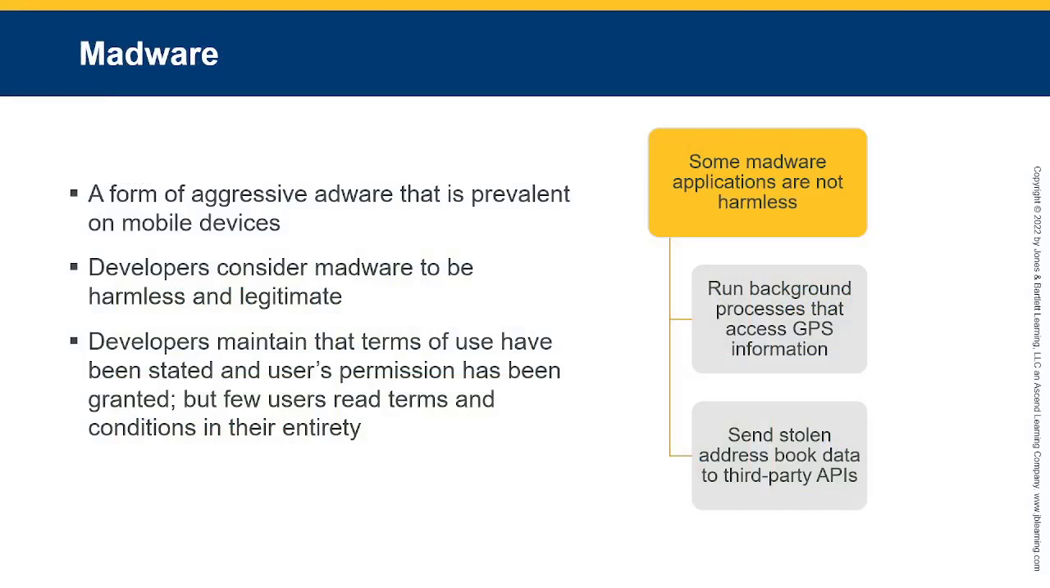Grayware is a form of aggressive adware that is prevalent on mobile devices. Developers consider it to be harmless and legitimate. Developers maintain that terms of use have been stated and the user's permission has been granted, but few users read the terms and conditions in their entirety. Some of these applications are not harmless. Some background processes access GPS information and send stolen address book data to third-party APIs.